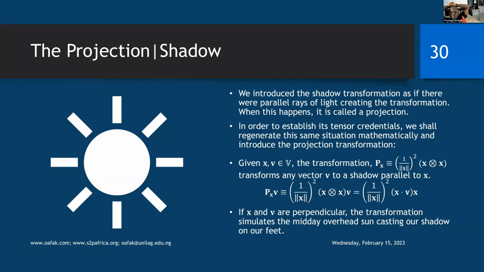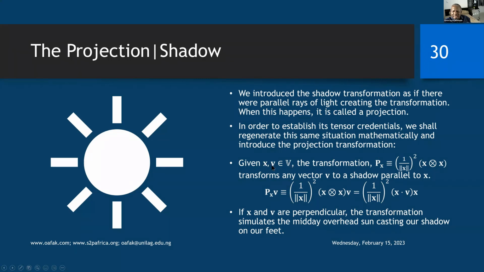And so I will define the projection transformation, which we will prove to be a tensor now. Then I will show you that there are projection vectors, projection scalars, and they are in addition to the projection tensor. We introduced the shadow transformation as if there were parallel rays of light creating the transformation. When this happens, it's called a projection. In order to establish its tensor credentials, we shall regenerate this same situation mathematically and introduce the projection transformation.